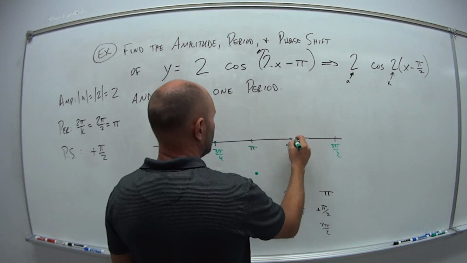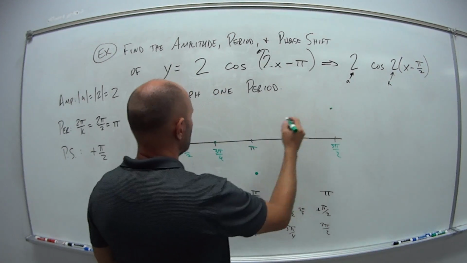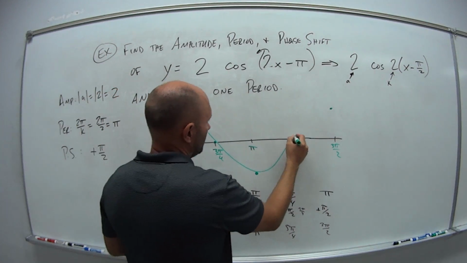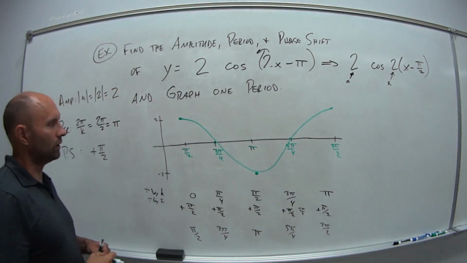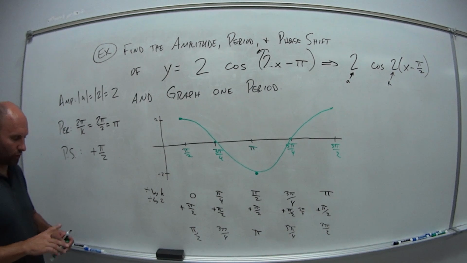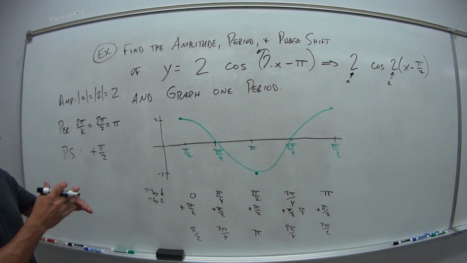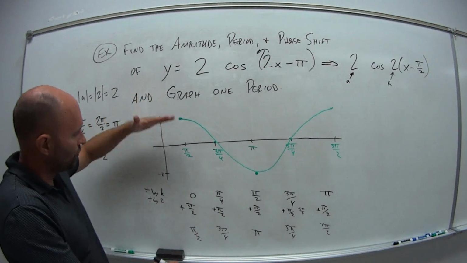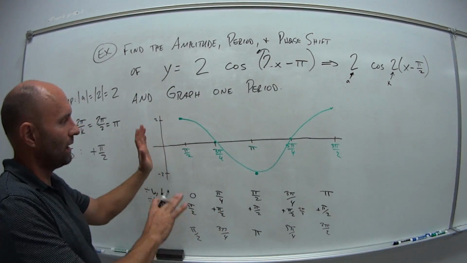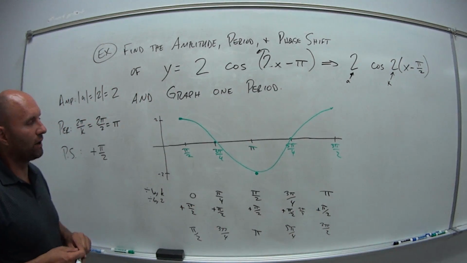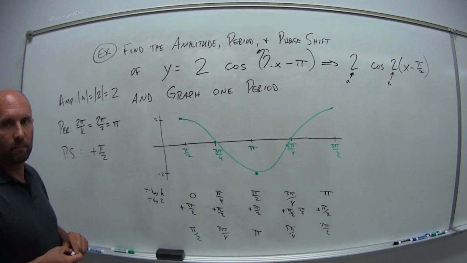So let's back up here and then back up to 2. So the graph of what we were given to start, one period, would look something like that. It's our cosine curve, so that already looks different from our sine curve. Amplitude is 2, so it went up 2 units, down 2 units, and then the whole thing shifted over a distance of pi over 2.